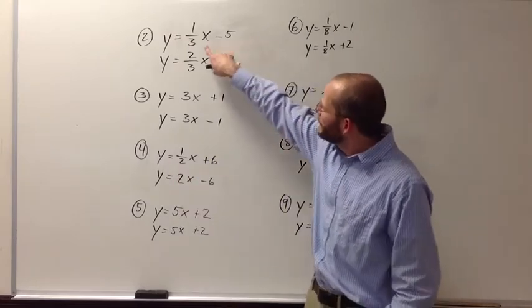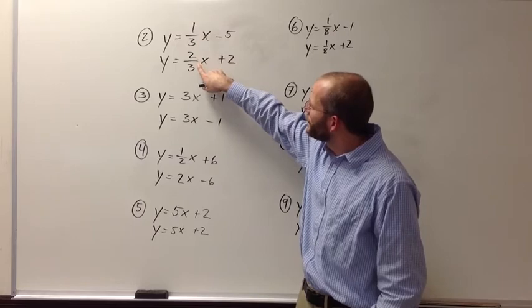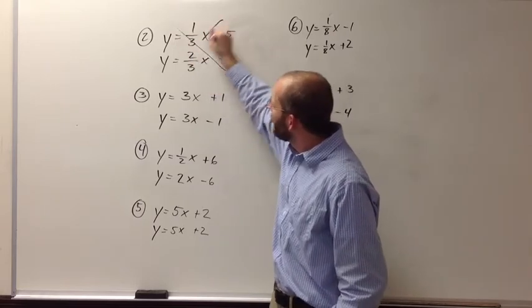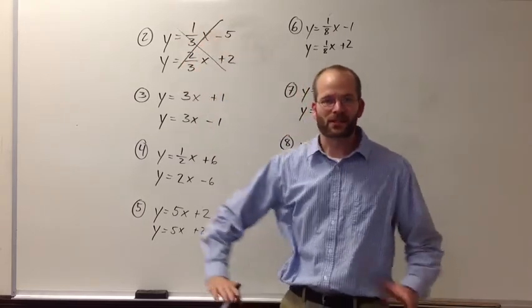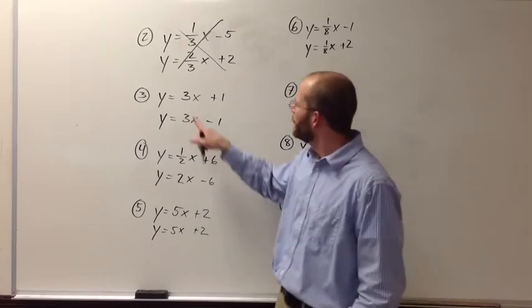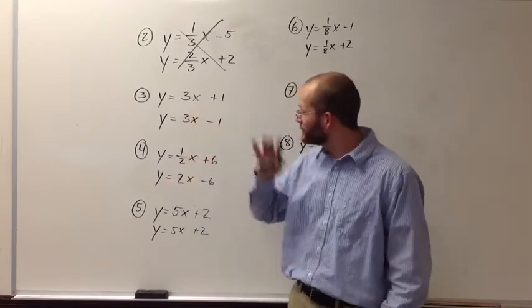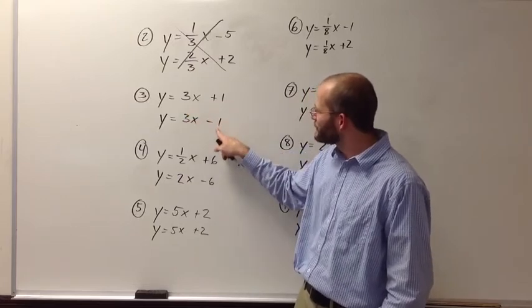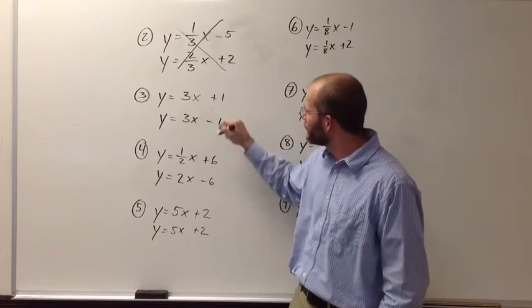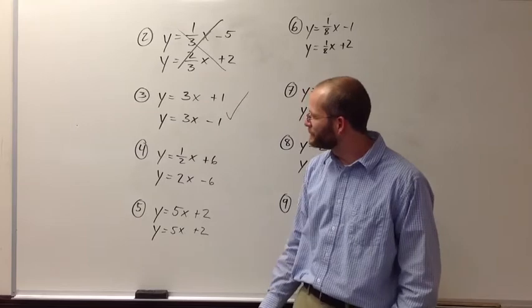Here we can see that we have a slope of 1/3 and a slope of 2/3. So those are not parallel lines. They have different slopes. Their slopes are at different angles. Here we have 3x and 3x, so that works. Same slope, but their y-intercepts are different. That's also good. And so that is, in fact, a set of parallel lines.